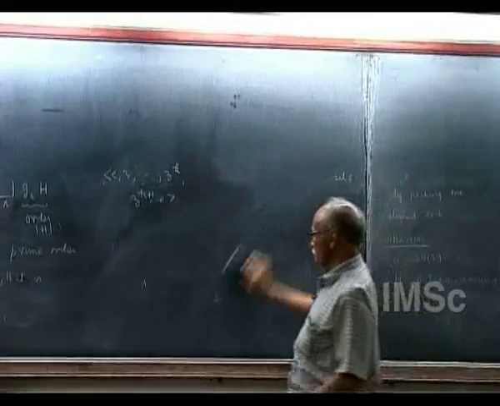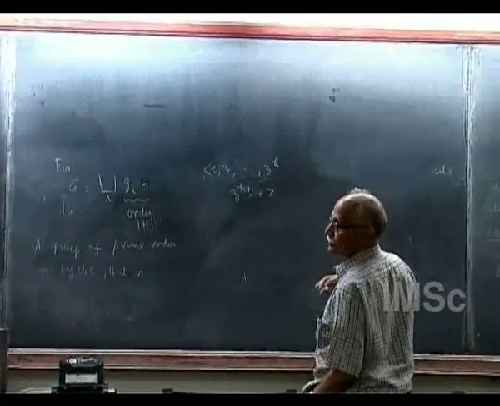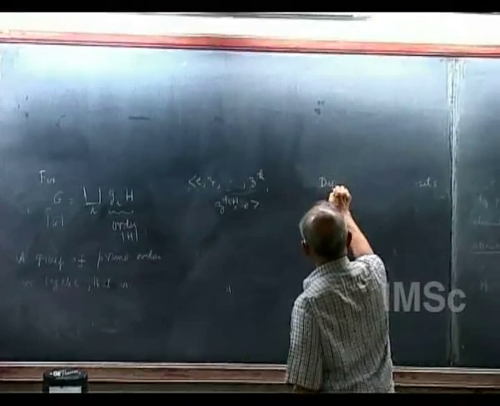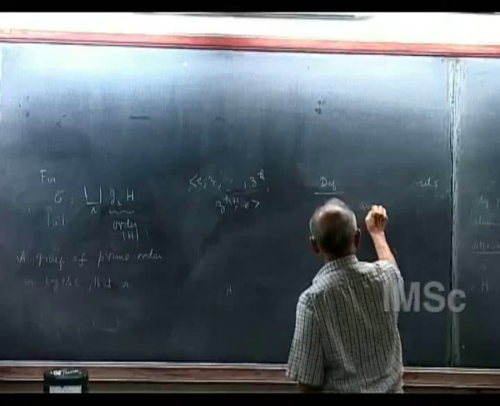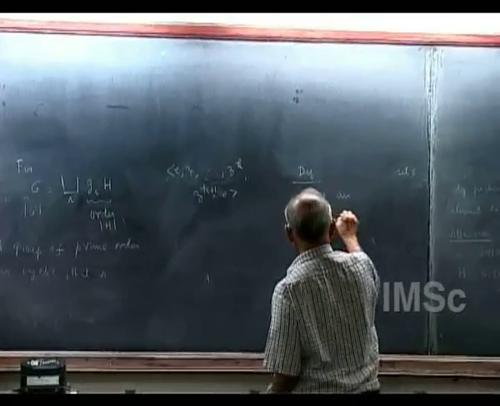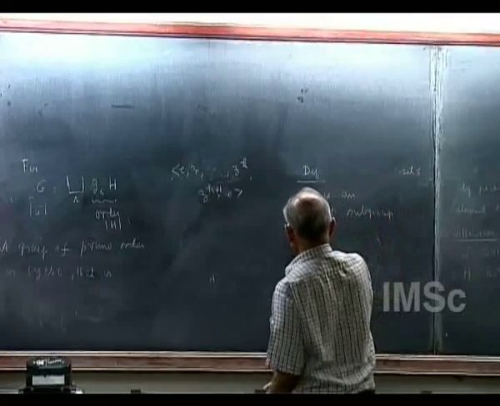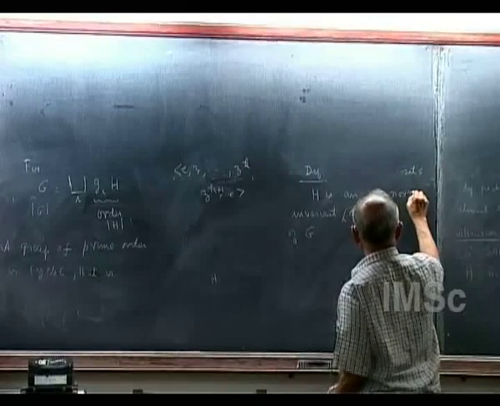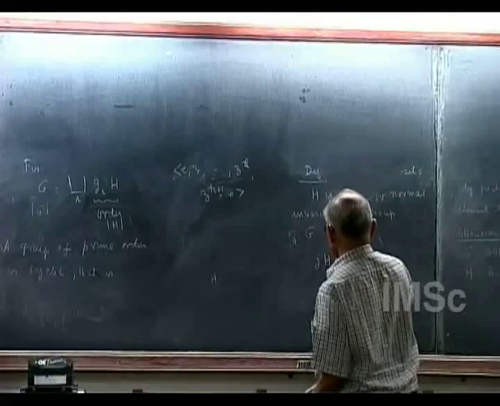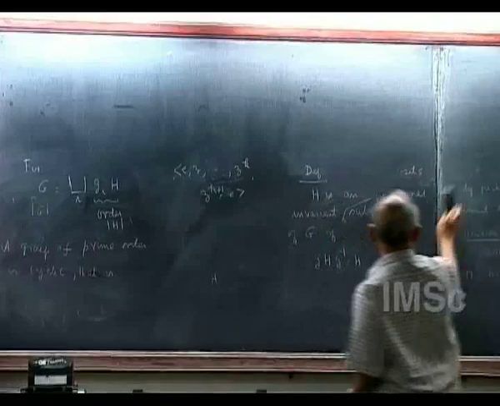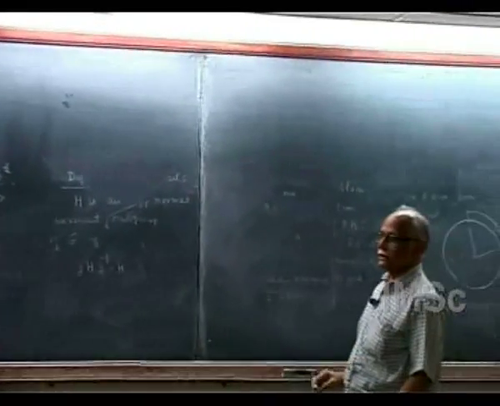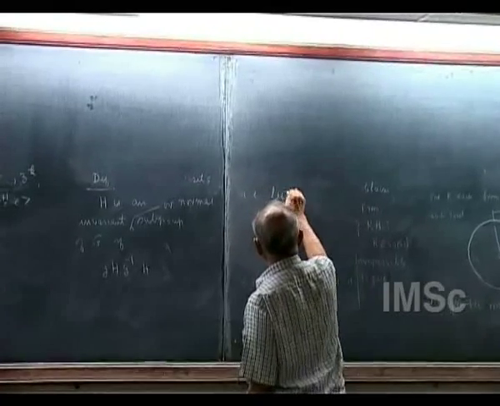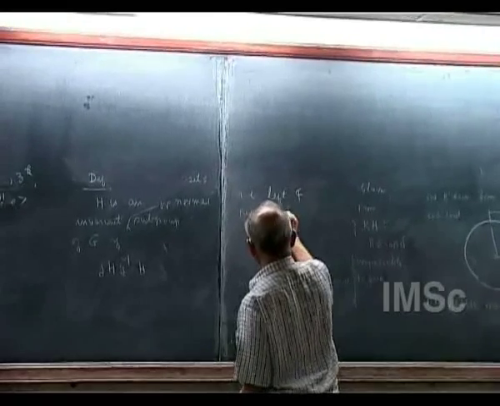Now I want to look at a slight refinement of this concept. So we have discussed cosets. Now I give a definition. H is an invariant subgroup of G, or normal, if gHg inverse is H. That is, in this case, left and right cosets are the same.